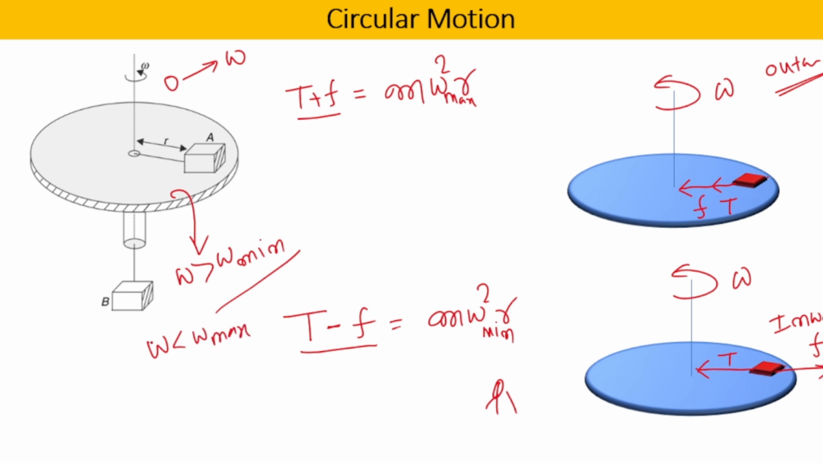So we need to put omega in this range. In which range? Omega minimum less than omega, and this is omega max. Omega greater than omega minimum and less than omega max. Now let's calculate this value then.